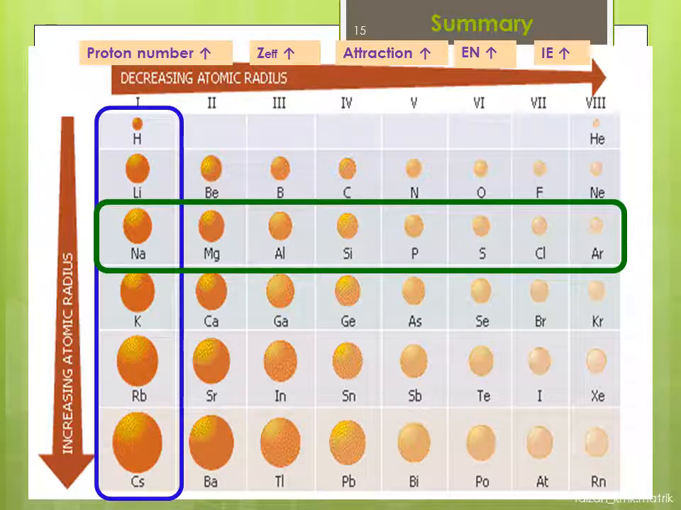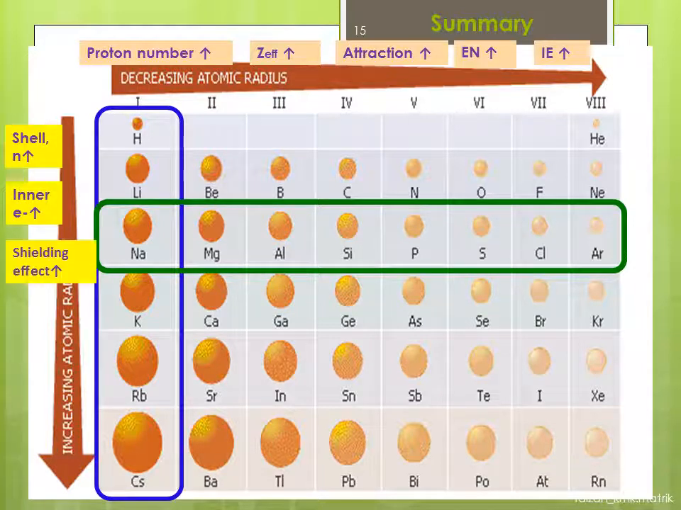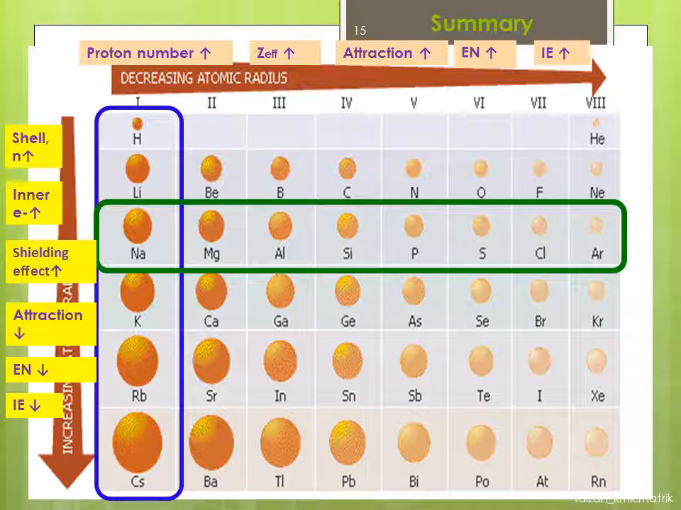Down the group from top to bottom, atomic radius increases because the number of shells or energy level increases, the number of inner electrons increases, and greater shielding effect. It makes the attraction between the nucleus and outer electrons weaker, and the outer electrons are farther from the nucleus and makes the atomic size bigger. The weaker attraction makes electronegativity lower and ionization energy also lower because the process to remove electron is quite easy. That's why less energy required to remove the electron.